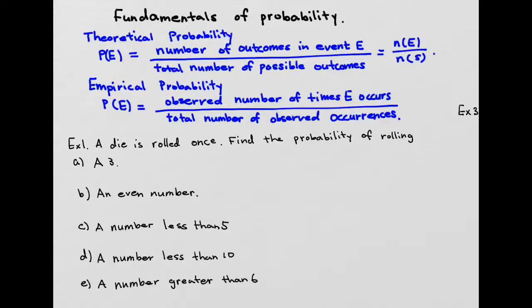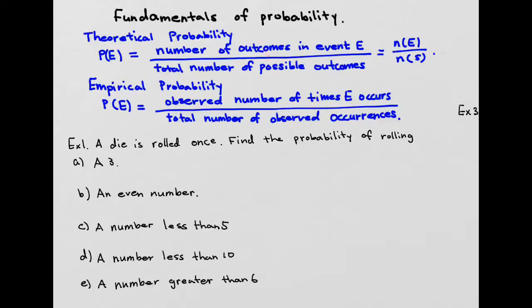In this section, we're going to talk about the fundamentals of probabilities. Here we have two formulas, one with theoretical probabilities and the other with empirical probabilities. Both of them use the number of outcomes. So the number of outcomes that the event happened, right?